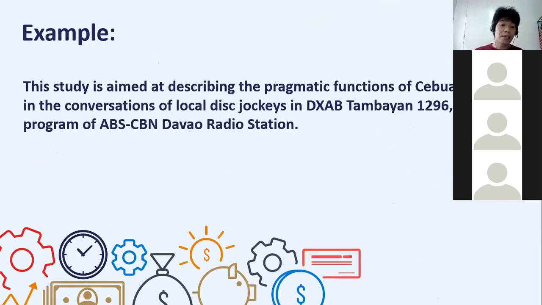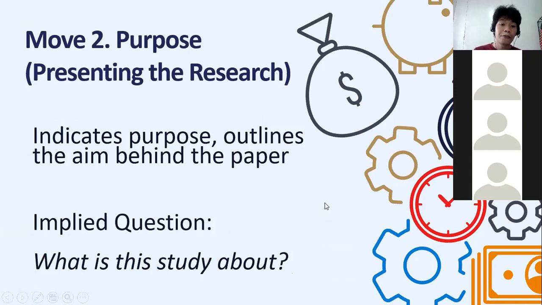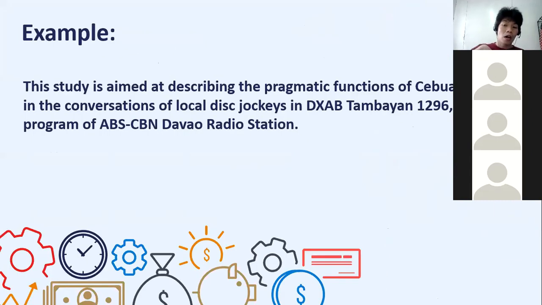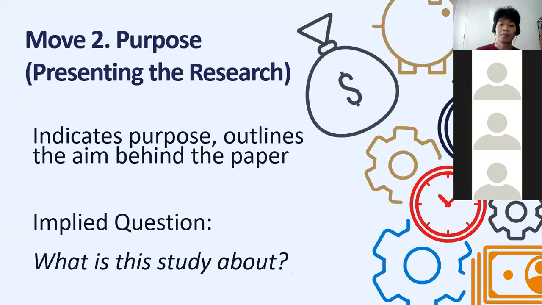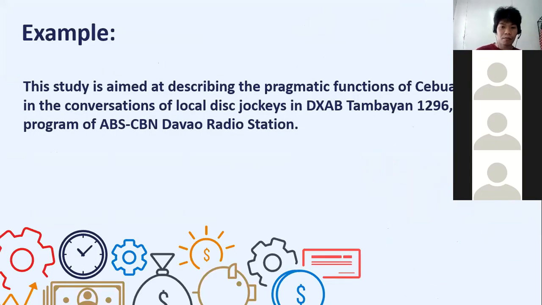Example, this study is aimed at describing the pragmatic functions of Cebuano Kuan in the conversations of local disc jockeys with AB Tambayan 1296, a radio program of ABS-CBN Davao radio station. So basically, in purpose, move 2, you're just going to reconstruct your statement of the problem. Meaning your SOP should reflect on your purpose. You just have to transform your sentence.